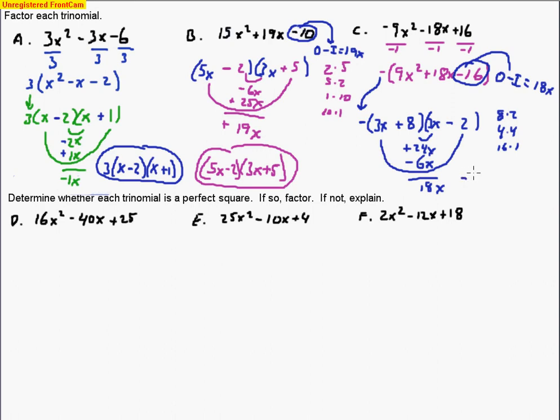So make sure when you write the answer, put that minus 1 or minus sign down, the 3x plus 8, and you'll have a 3x minus 2. And there is our answer.